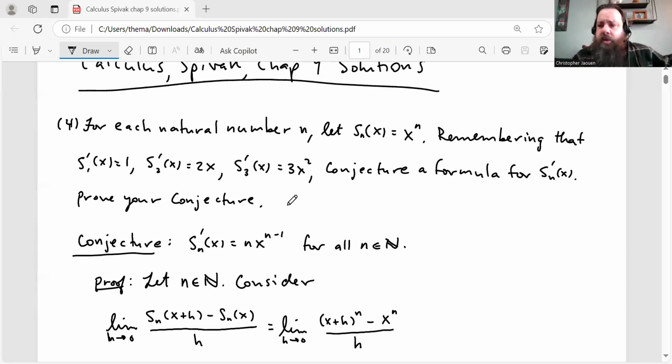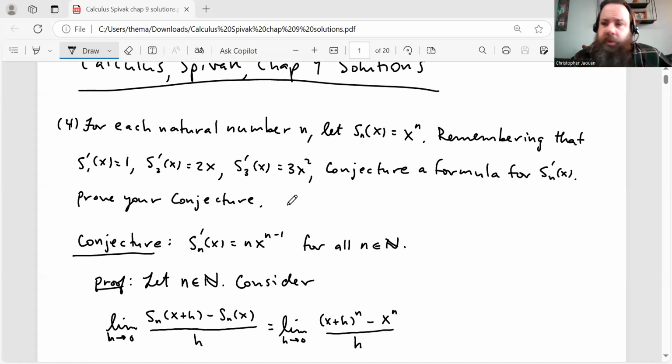I want to go over my solutions to selected exercises from Spivak's calculus in chapter 9. So let me bring those up. And as usual in Spivak, I don't do all the problems in the exercise set just because there are so many of them. So usually I pick the ones that look like they're important for later sections or just ones that look interesting to me.